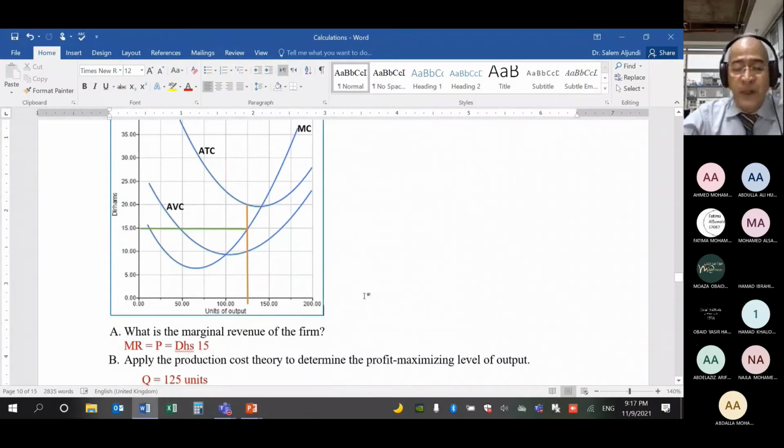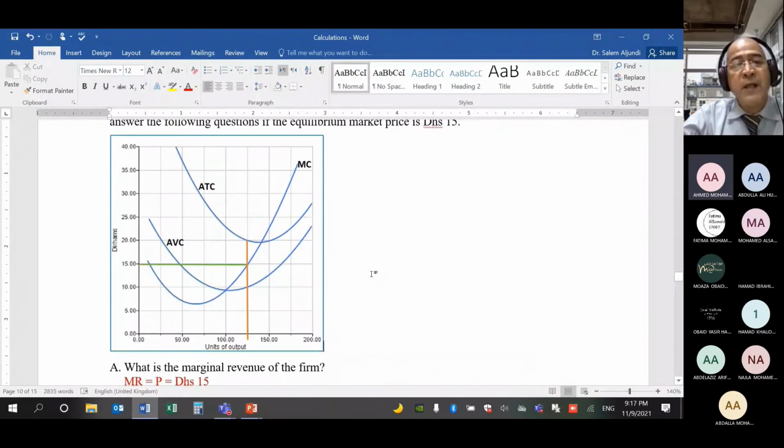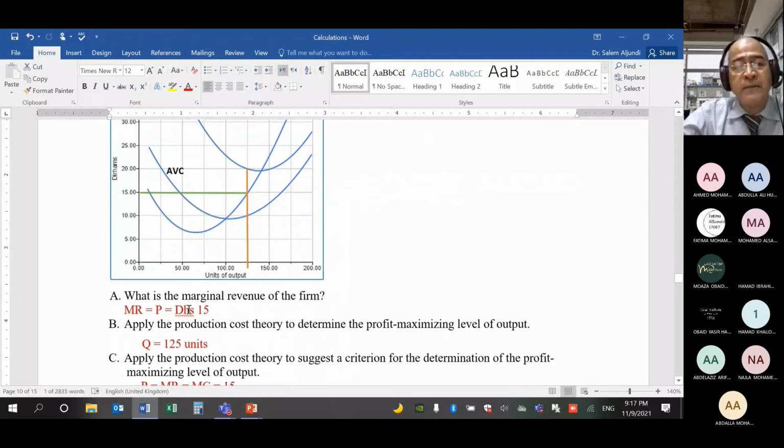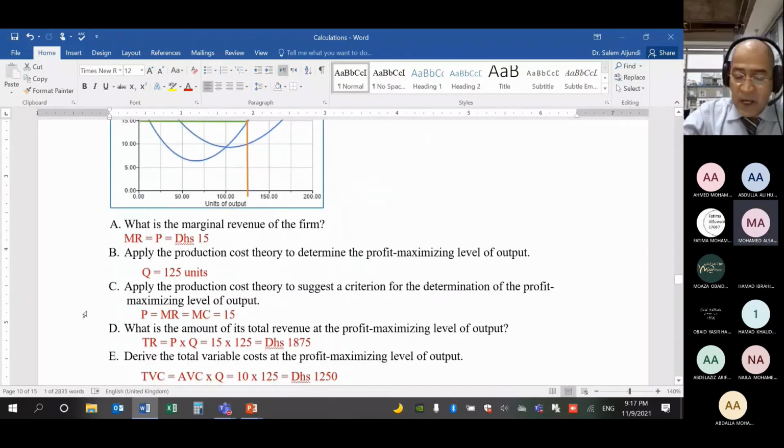Let me go to the first question, Ahmed Muhammad. What is the marginal revenue of the firm? Okay, so marginal revenue in a perfect competition market equals the equilibrium price. The equilibrium price is 15, so marginal revenue will be 15. This is what I said here.